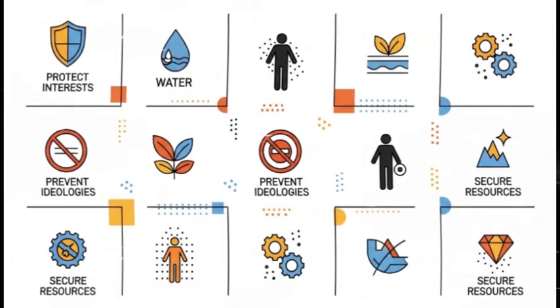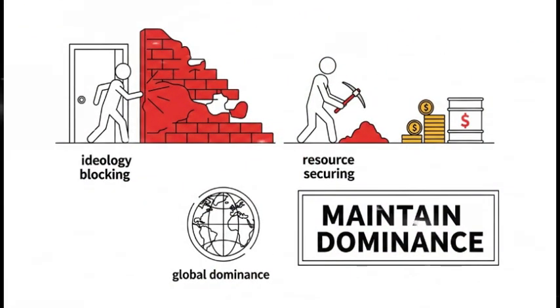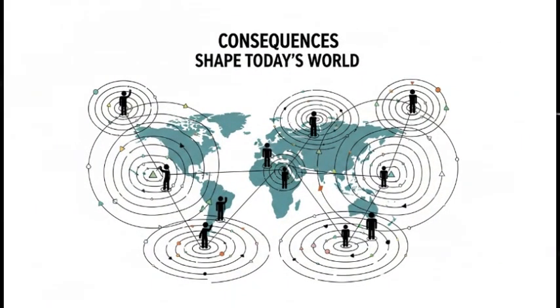What these interventions reveal is a pattern. The United States uses military force to protect its interests, to prevent the spread of ideologies it opposes, to secure resources, to maintain global dominance. And the consequences, intended or not, shape the world we live in today.